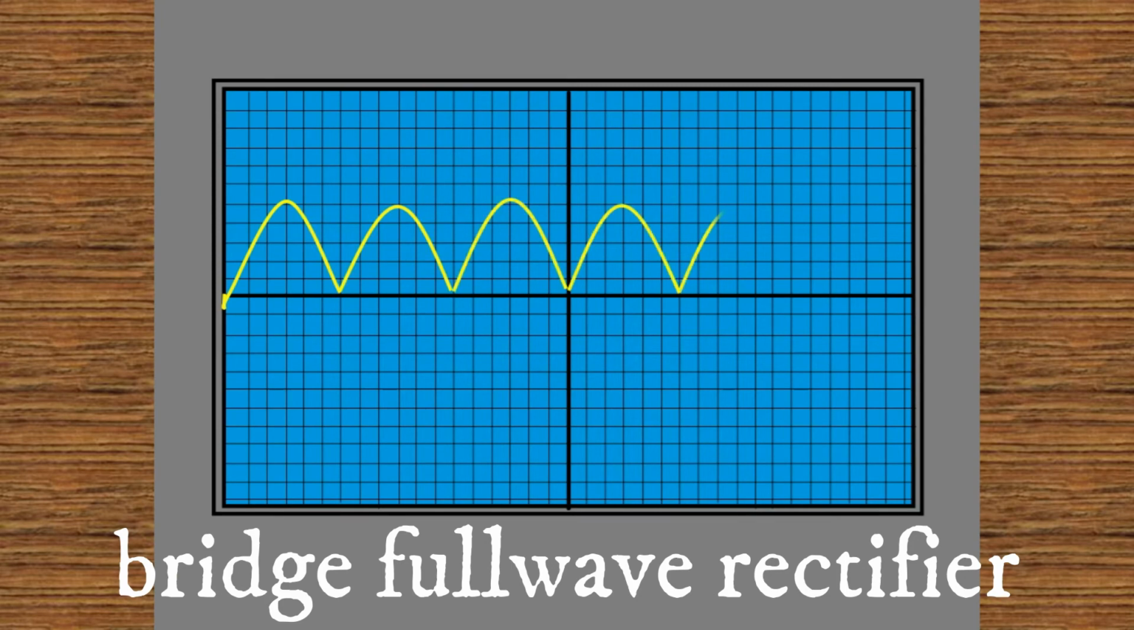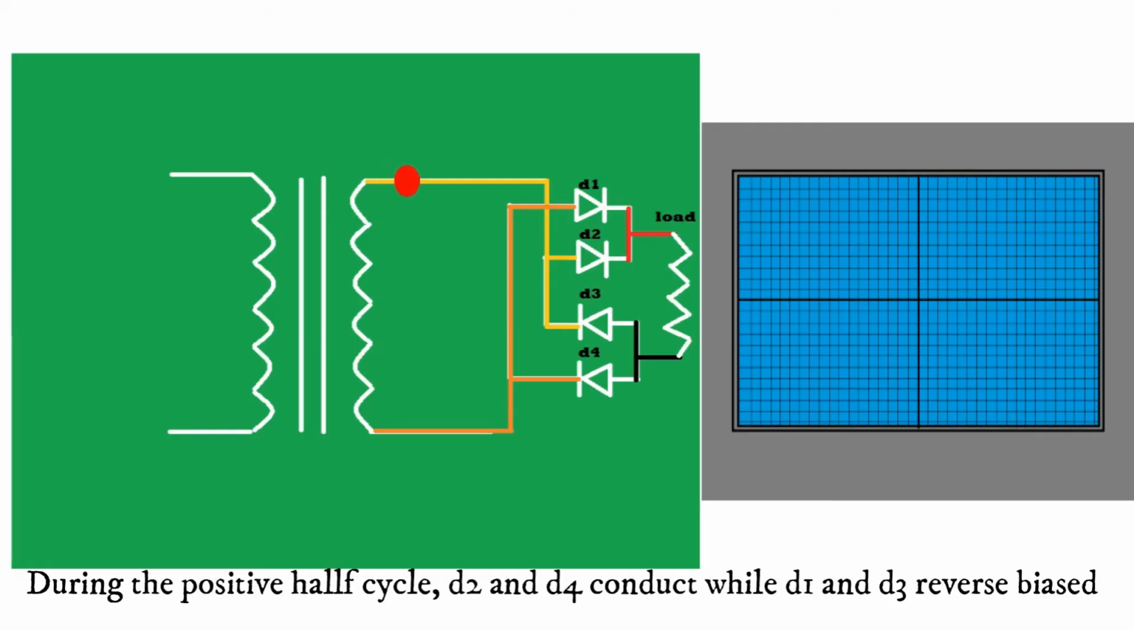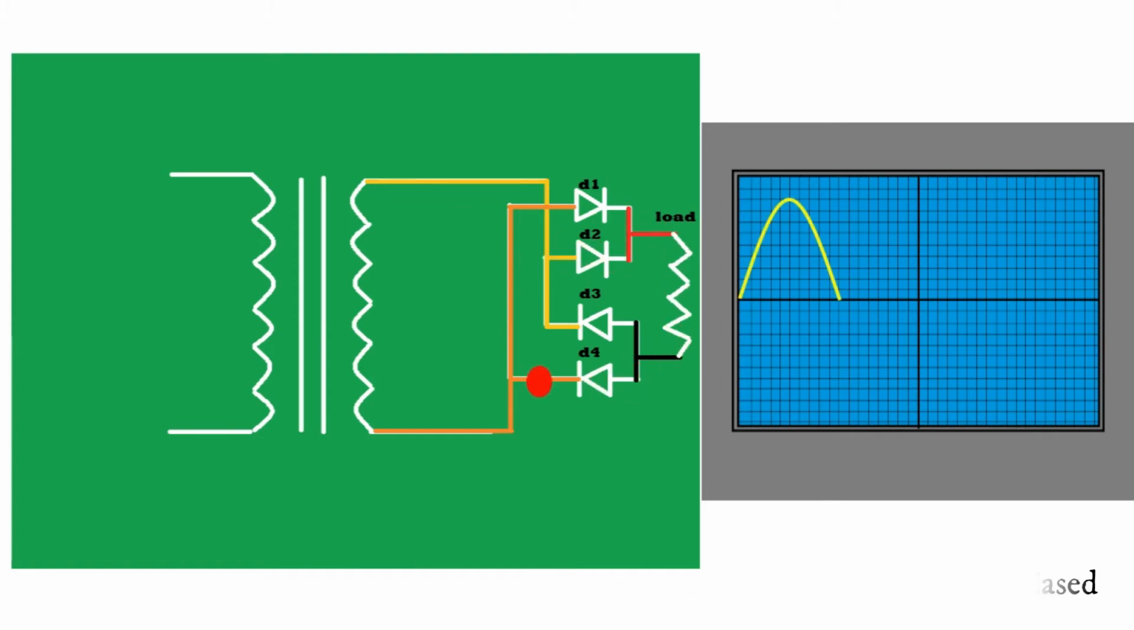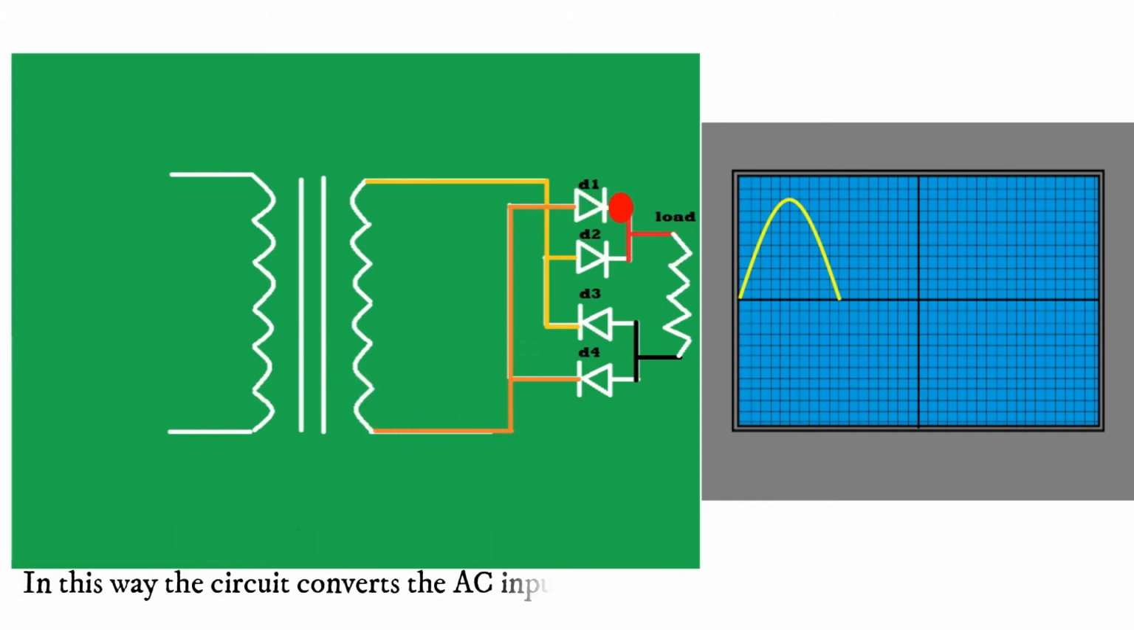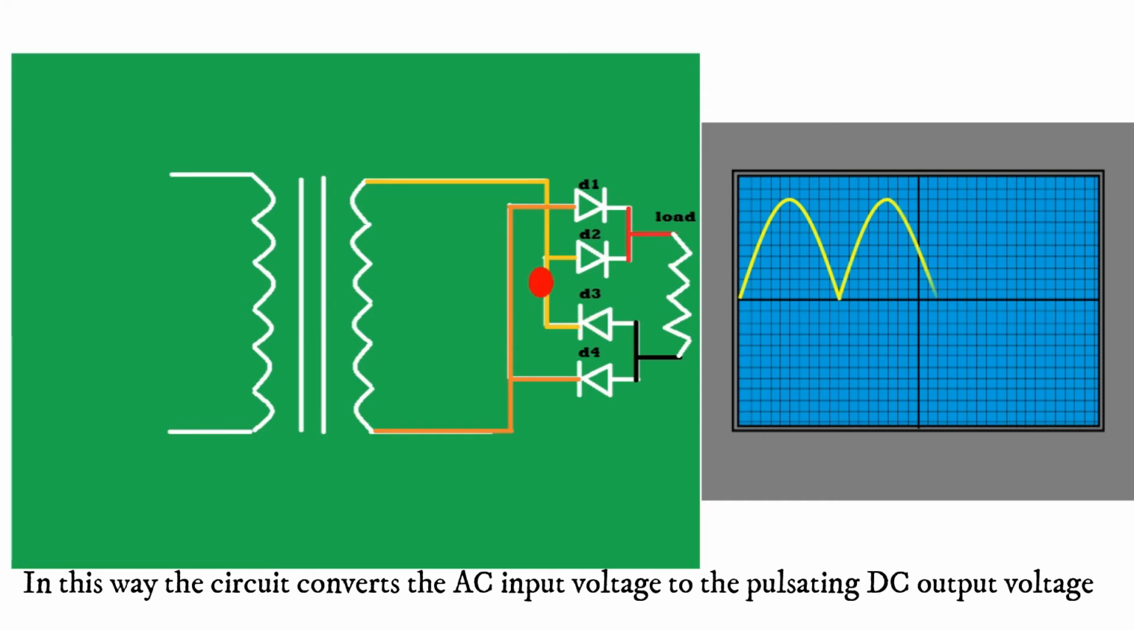Bridge full wave rectifier. During the positive half cycle, D2 and D4 conduct while D1 and D3 are reverse biased. In the next half cycle, the voltage polarity reverses. Now D1 and D3 are forward biased. This way, the circuit converts the AC input voltage to the pulsating DC output voltage.